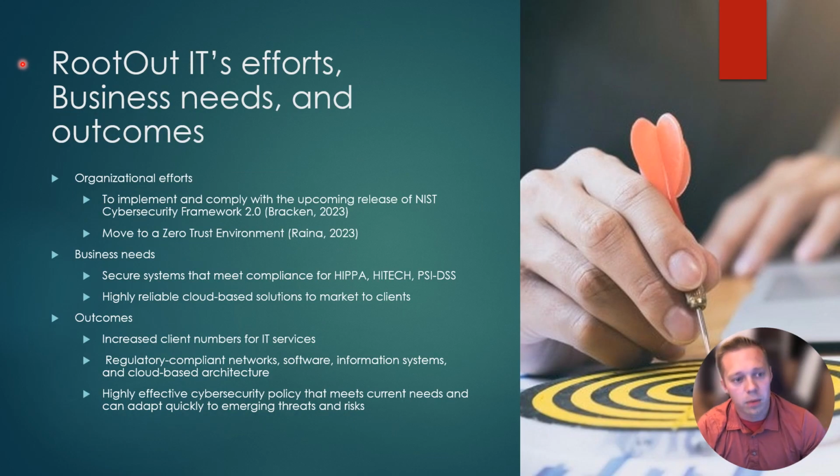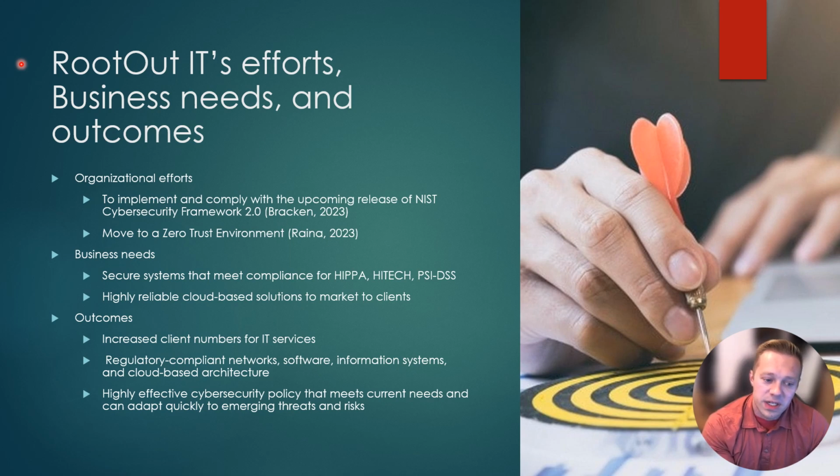So let's talk a little bit about Rootout IT's efforts, business needs, and outcomes. So organizational efforts, what we're moving toward. We want to implement and comply with upcoming releases of the NIST framework 2.0. So the cybersecurity framework is being updated. There is a current draft out. We want to make sure that we are moving toward compliance. We're aware of what's going to be coming out, and once it's updated officially, we are able to move toward compliance with that. Again, as we talked about earlier, we're moving toward a zero trust environment to increase our security.